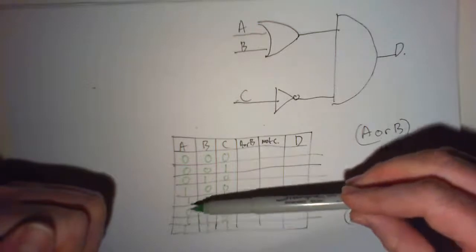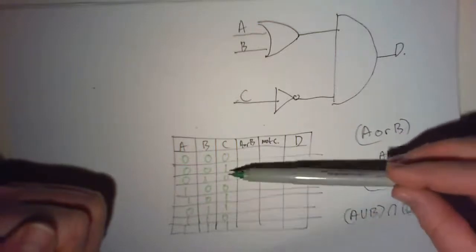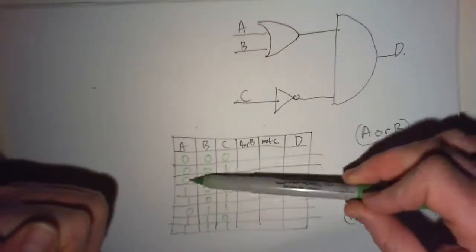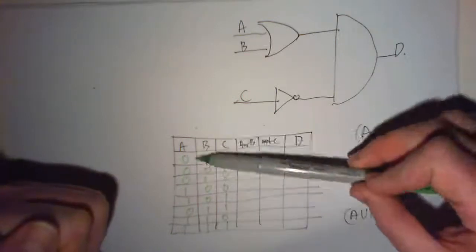Now how do I know whether you're right or wrong? Let's count. 1, 2, 3, 4. 1, 2, 3, 4. You should have 4 1s and 4 zeros in each column.